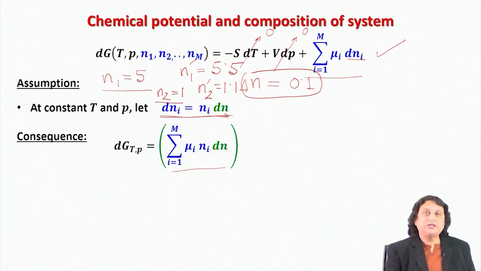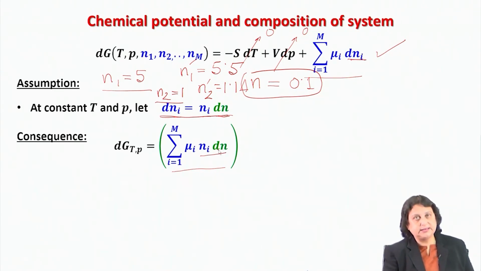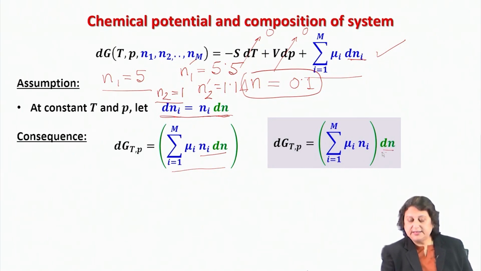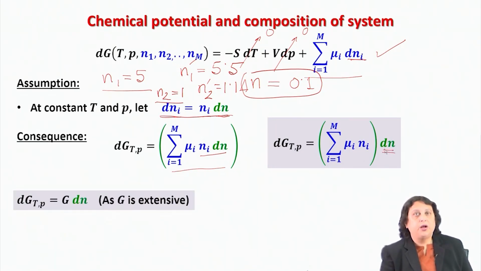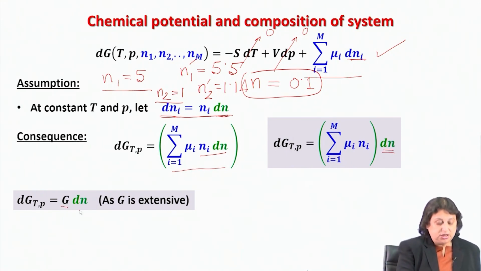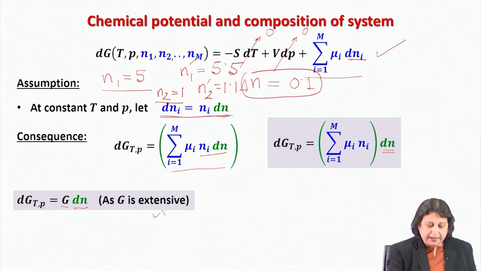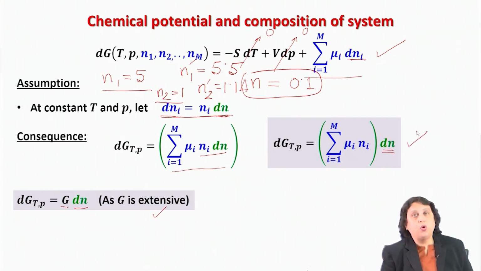And therefore, at a constant temperature and pressure, I can replace dNi here and write it like this. But obviously, dN doesn't depend on which type of component you are looking at, and therefore I can take it out and write it outside this bracket. And therefore, I know that dG at constant T and P is G into dN, as G is extensive. Now, if I compare these two equations, what is going to be my immediate conclusion?